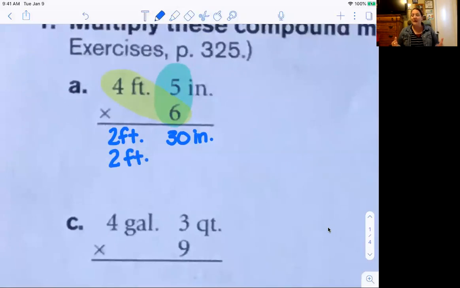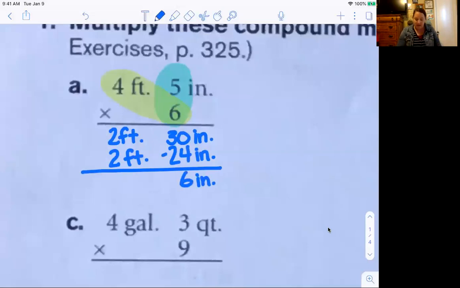And how many inches are in 2 feet? 24. So I have to subtract the 24 inches that I have because 2 feet is 24 inches. What is 30 minus 24? 6. So I have 6 inches here, and 2 plus 2, 4. So our final answer is 4 feet, 6 inches.